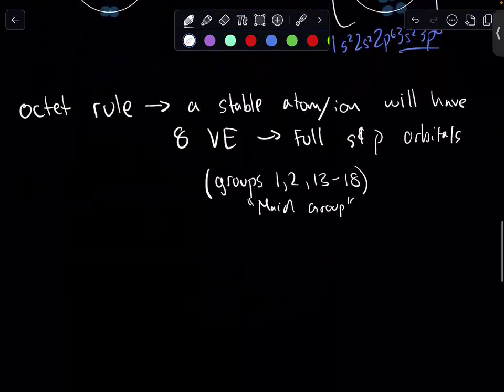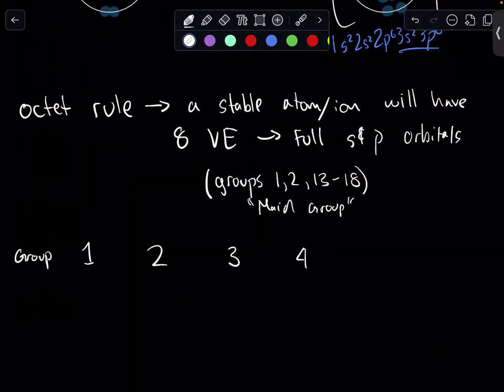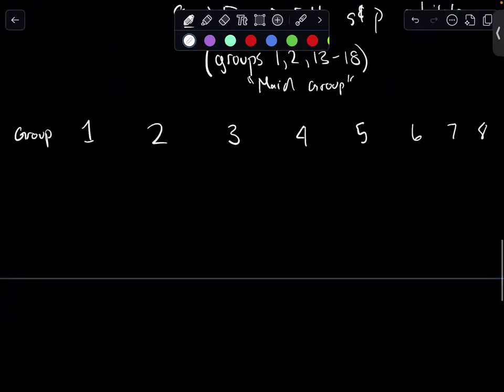So let's just take a look at these groups. I'm going to make us a little chart. Group 1, 2, 3, 4, 5, 6, 7, 8. And when we look at this chart, let's look at the valence electron config. So I'm not going to be doing energy levels, just the sublevels, the number of valence electrons, and the ion charge.